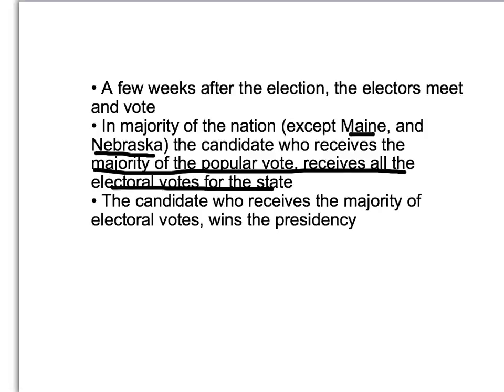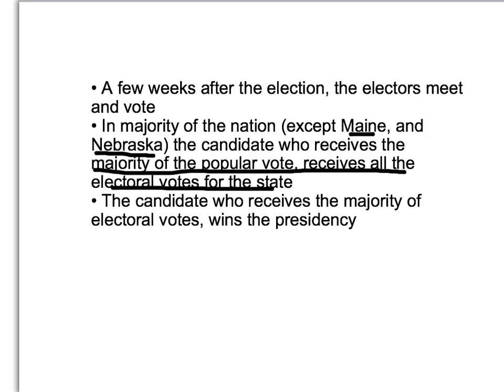Remember, Nebraska has 3 congressional districts. So if a presidential candidate wins the 2nd and 3rd, they're going to get that vote. But if the other candidate wins the first congressional district, they would get a vote. And then whoever wins the overall popular vote gets the other 2 votes. So believe it or not, Nebraska and Maine are the only 2 states where it's not winner takes all. All right? Now, the candidate who receives the majority of the electoral votes wins.